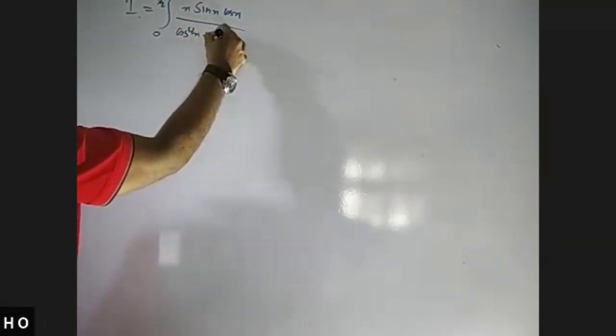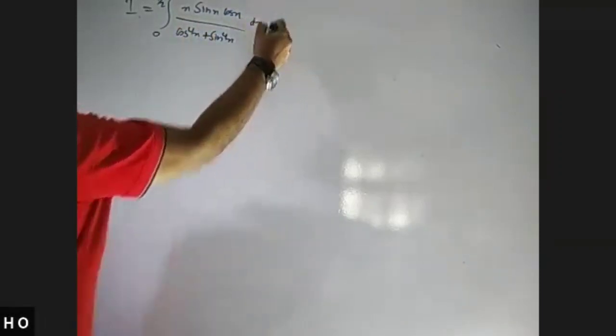So let us start. The I they have given is the integral from 0 to pi by 2 of x sin x cos x over cos^4 x plus sin^4 x dx. All right.